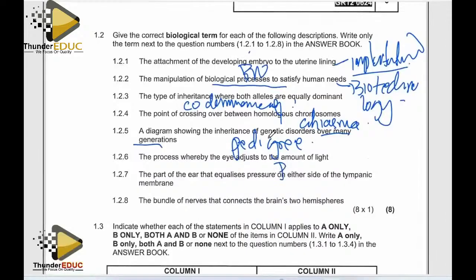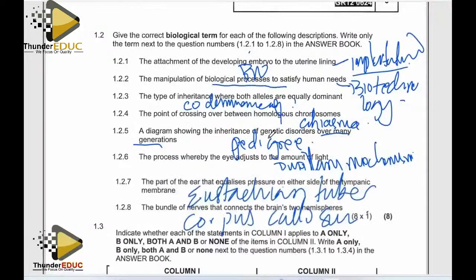The process whereby the eye is adjusted to the amount of light. How do you call it? We call it pupillary mechanism. They are saying that the part of the ear that equalizes pressure on either side of the tympanic membrane.